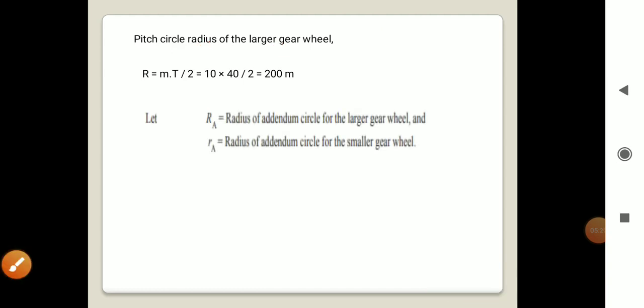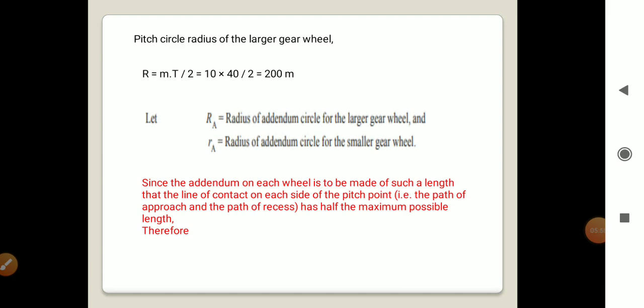Now let's see capital RA. Capital RA is the radius of the addendum circle for the larger gear wheel, and small RA is the radius of the addendum circle for the smaller gear wheel. We know that capital RA is capital R plus addendum, and small RA is small r plus addendum.